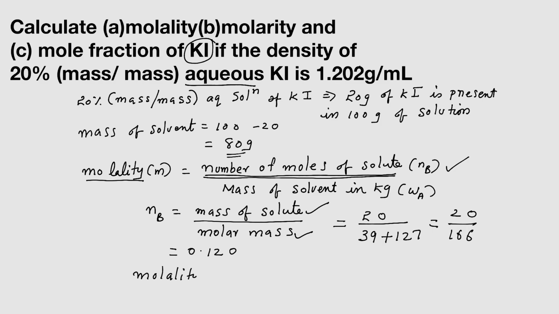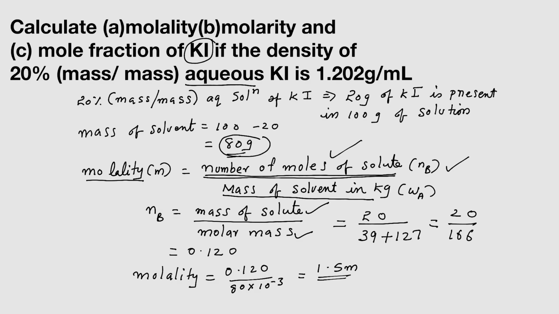Now we have to find molality. Molality is number of moles of solute, that is 0.120, by mass of solvent in kg. Mass of solvent is 80, but it is gram, right? You have to convert to kg. So 80 into 10 raised to minus 3. On calculating, you will be getting 1.5. What is the unit? You can write mole per kg or you can simply write m. Both are same. 1.5 m. So we got the answer for molality. This is the equation, and this is the answer for molality.